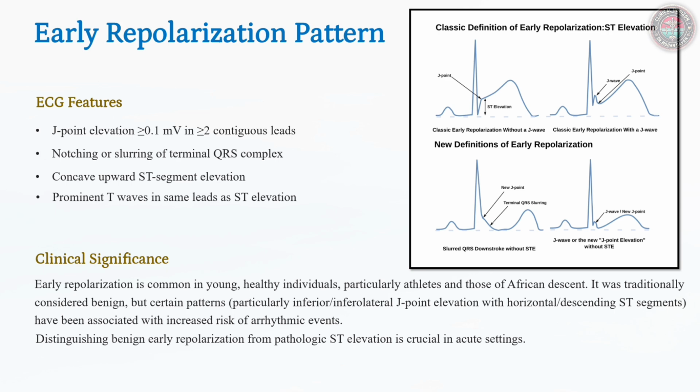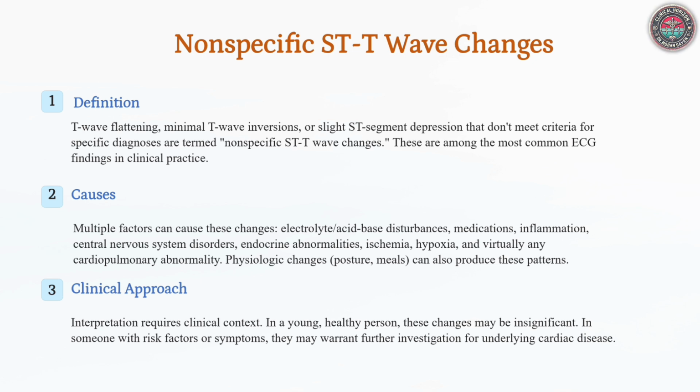Nonspecific ST wave changes. Mild T-wave flattening, minimal ST depression, or slight T-wave inversion, without a clear pattern, often fall under the category of nonspecific ST wave changes. These can be caused by a variety of factors including electrolyte disturbances, medications, inflammation, and autonomic imbalances. Although often benign, their significance depends on the clinical context, emphasizing the importance of correlating ECG findings with symptoms and risk factors.